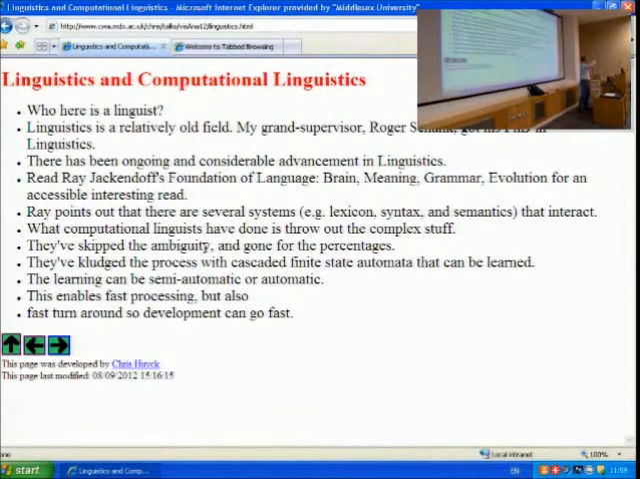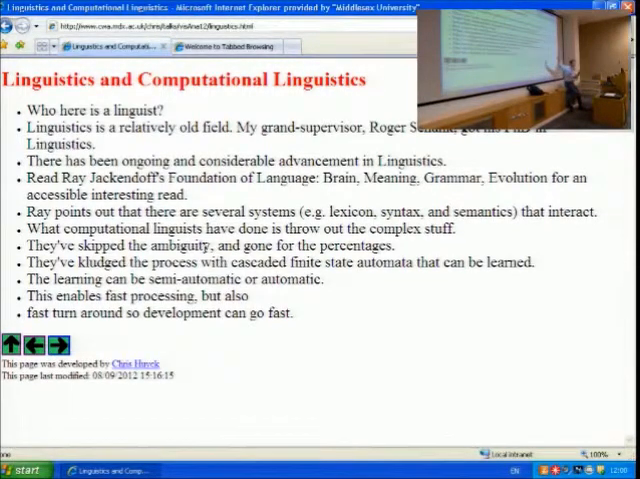You guys are all cognitive scientists of some sort, right? So you can read Ray Jackendoff's book, Foundations of Language: Brain, Meaning, Grammar, Evolution, for an accessible, interesting read. It helps a lot in starting to understand how language works, how people really process language.